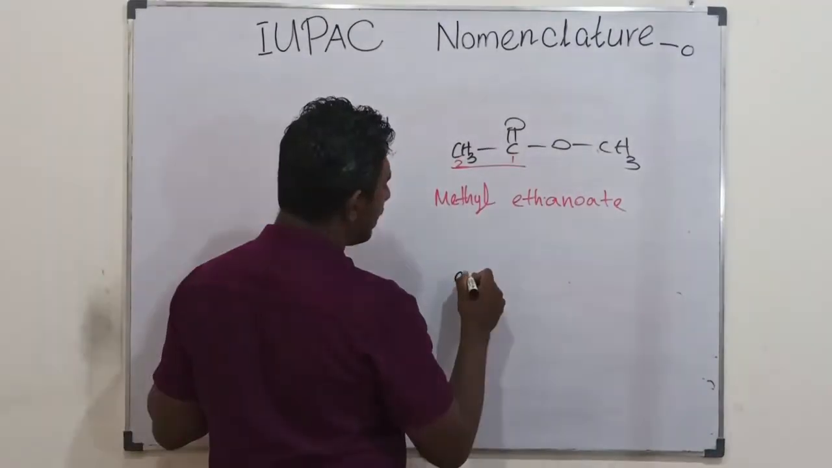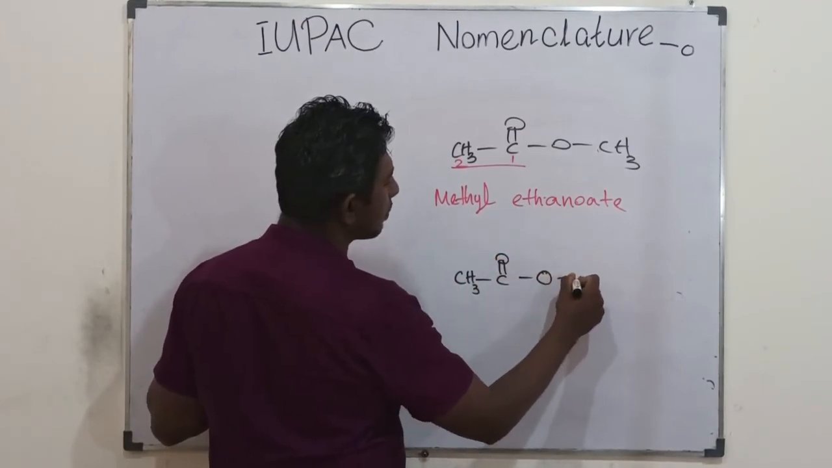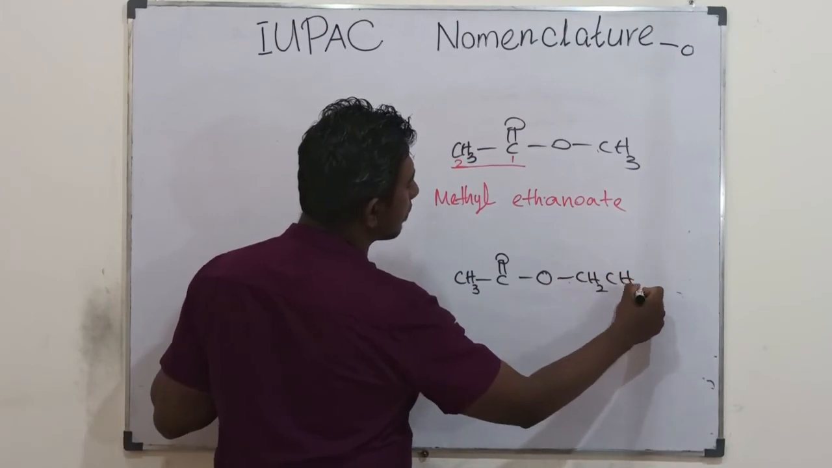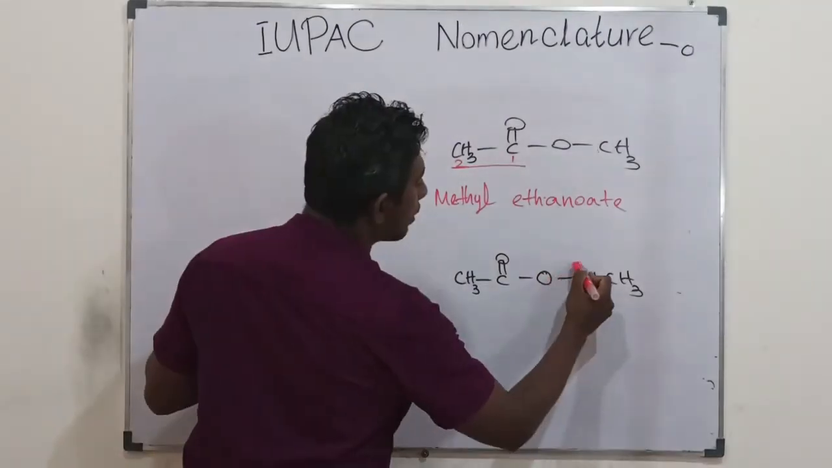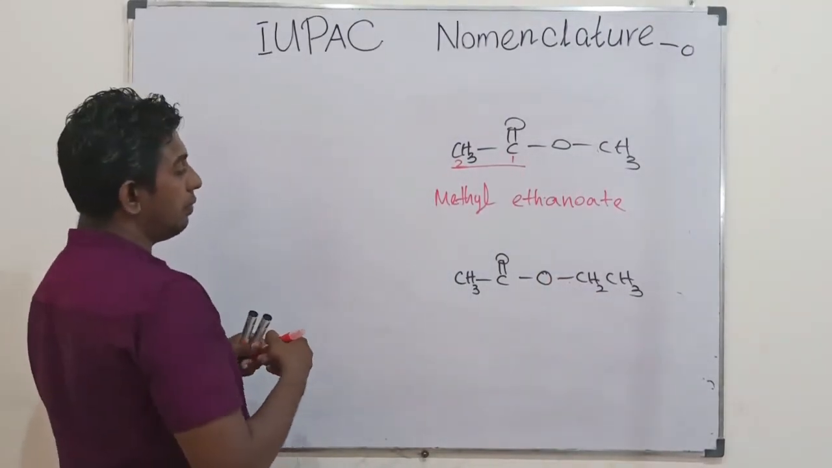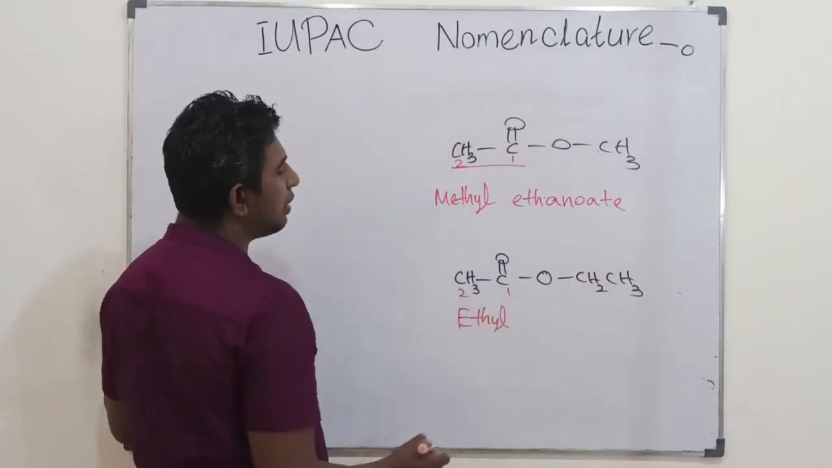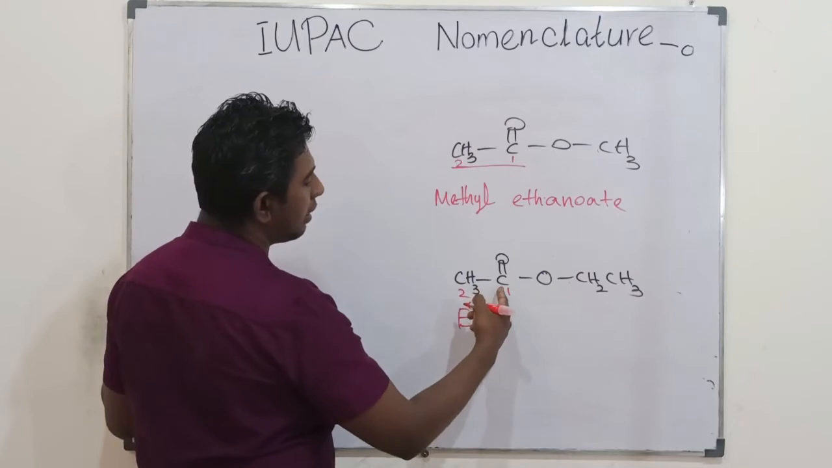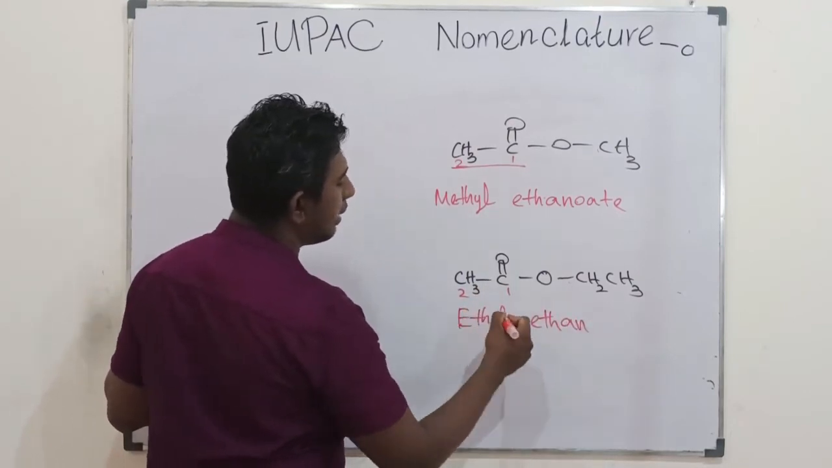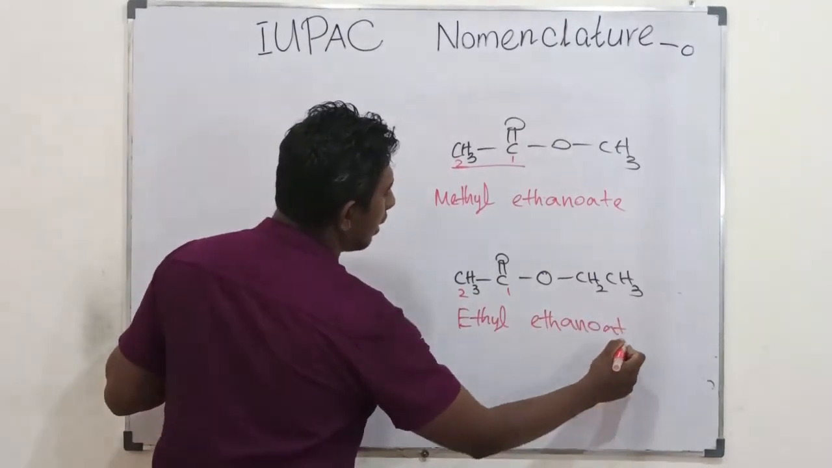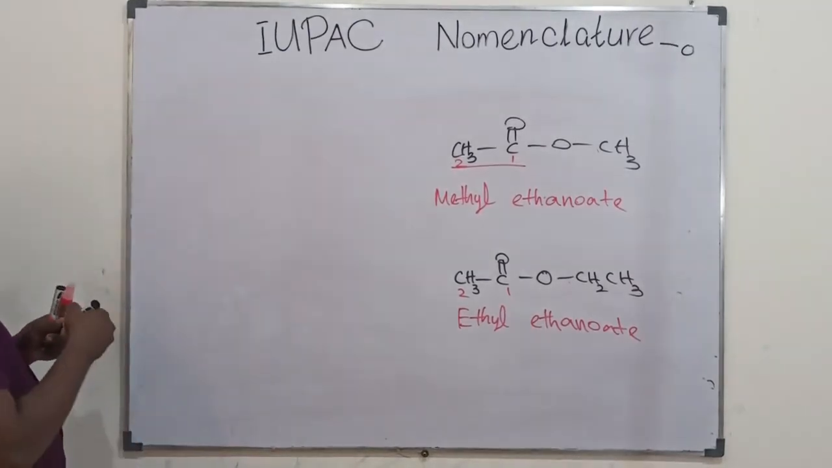Then students, it's another one I will give you. So here you have on oxygen an ethyl group. So it is ethyl, space, it is 1, 2 carbon still, similar to that. It is eth in Latin, it's an alkane, it's oate. Then students, it's ethyl ethanoate. Let me show you another example.